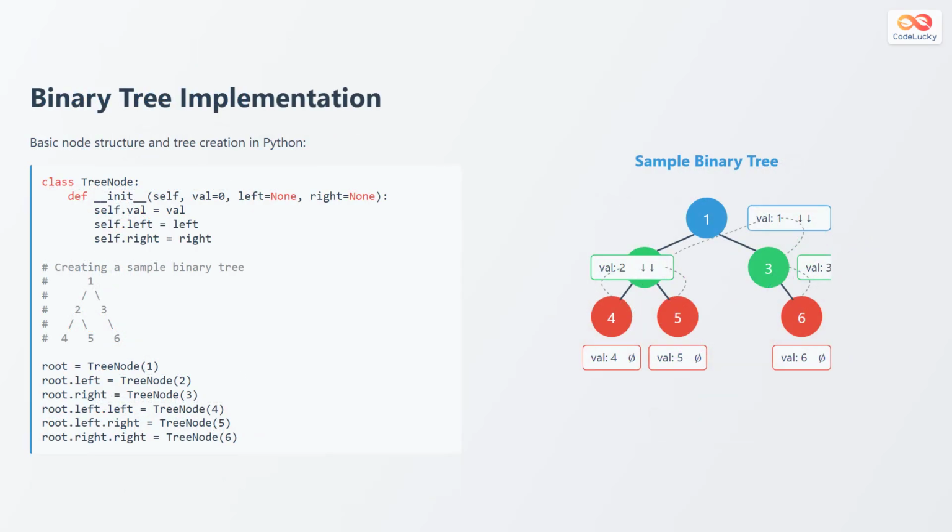Let's discuss the implementation of a binary tree. This slide will show a basic node structure and tree creation in Python. We define a tree node class with a constructor that initializes the value, left child, and right child. Then we create a sample binary tree with a root node having a value of 1, and then add subsequent children. The sample binary tree is shown.